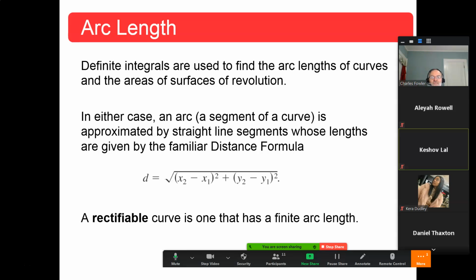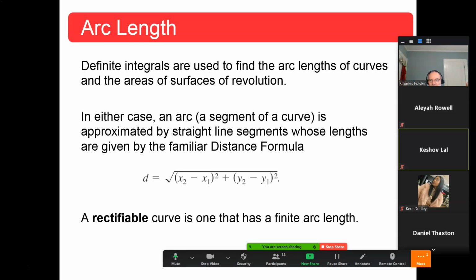Definite integrals are used to find arc lengths of curves and the areas of surfaces of revolution. We'll do arc lengths first. In either case, an arc, which is some segment of a curve, it could be a straight line, but usually a curved surface, okay? An arc, or a segment of a curve, is approximated by straight line segments whose lengths are given by the familiar distance formula. d is equal to the square root of (x2 minus x1) squared plus (y2 minus y1) squared. Basically an application of the Pythagorean theorem. Okay?